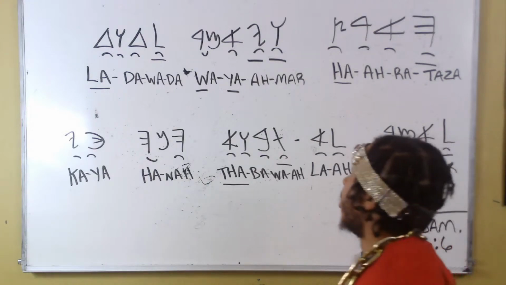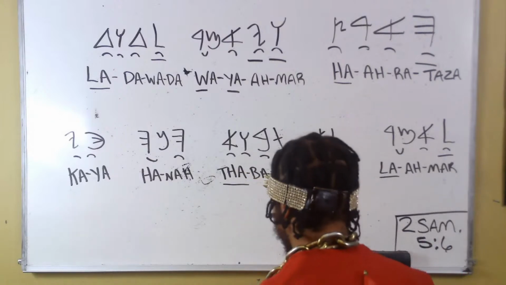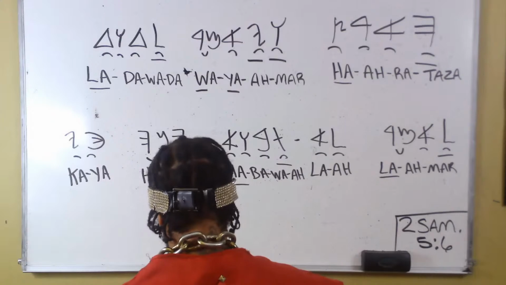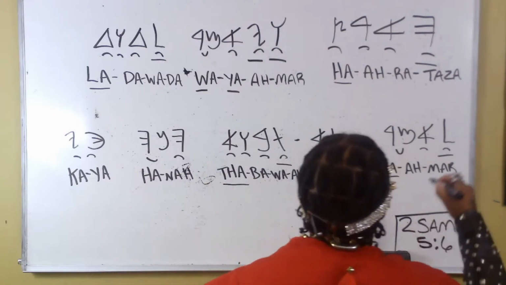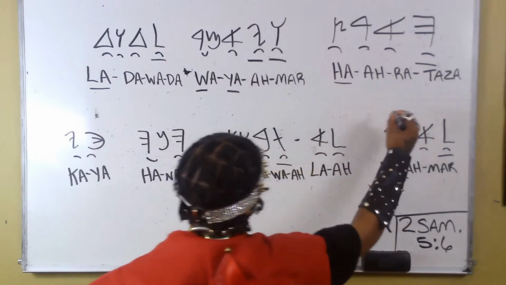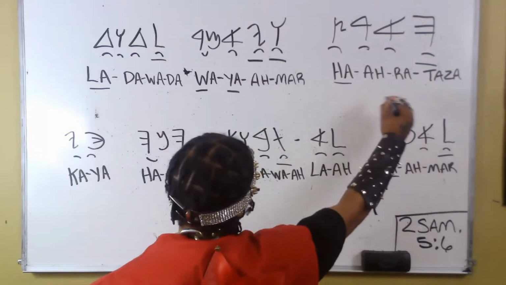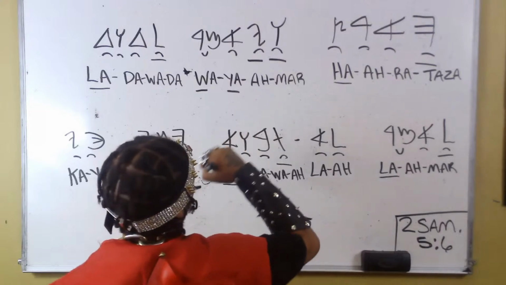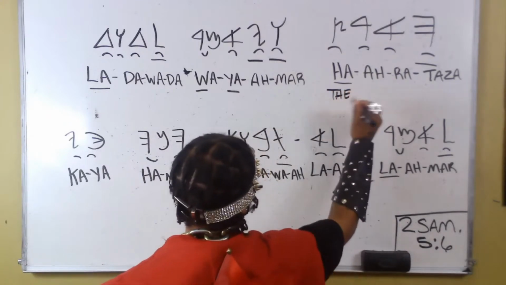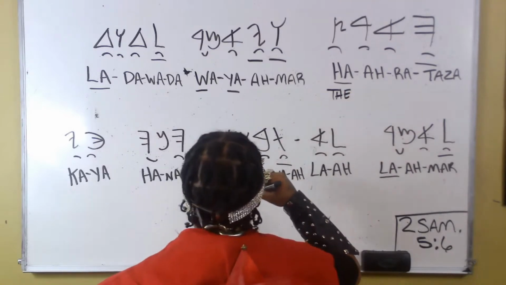Okay, so, Ha'aratazah, word Aratazah. What was the word for Aratazah? Anybody remember? While y'all do that, I'm gonna keep going. But we say this in the prayers all the time. Aratazah. All right? And we know that Ha at the beginning is the. So we're going to leave that up there.